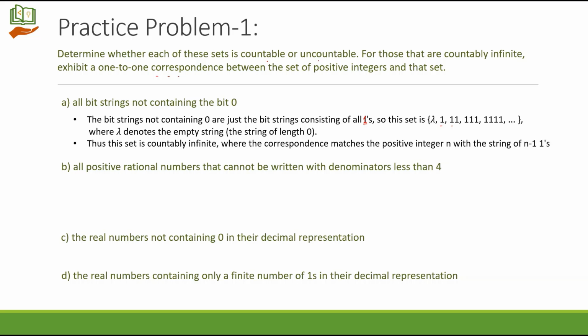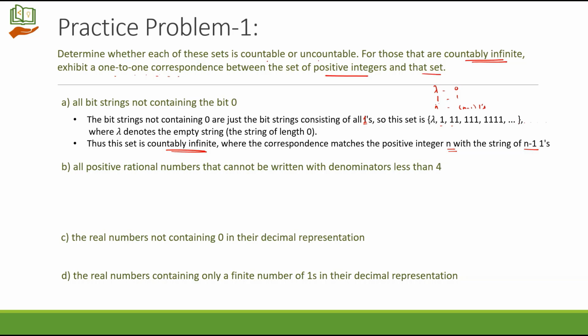Thus this set is countably infinite. You know this will go to a particular range, but you don't know where it will go and end. The correspondence matches the positive integer n with the string of n minus 1 number of ones. So when it is lambda, we say it is 0. When it is 1, we can map to 1. Similarly, when there comes a length n, there will be n minus 1 ones totally. When you find they are countably infinite, so this is countably infinite. So the correspondence matches the positive integer n, the set of positive integers, and the set itself.